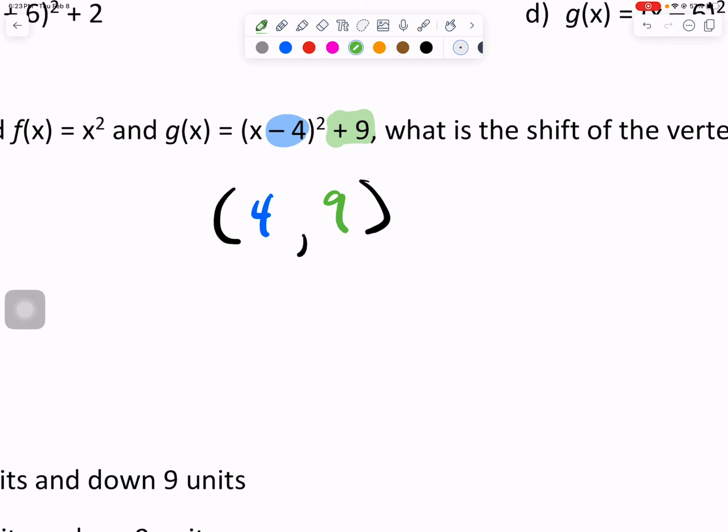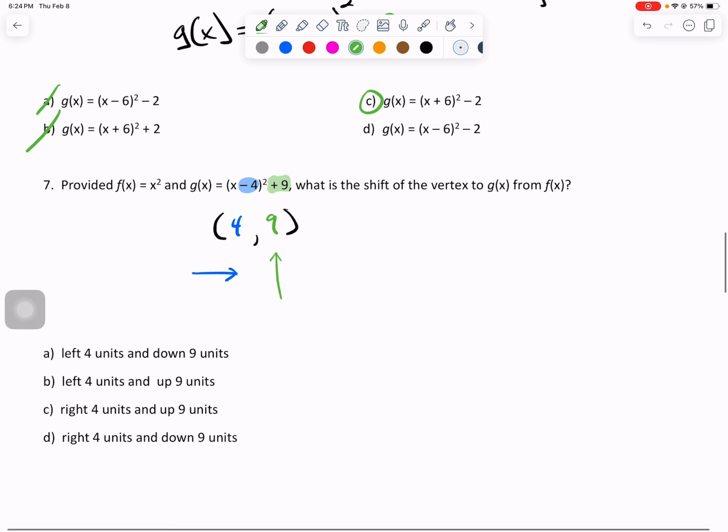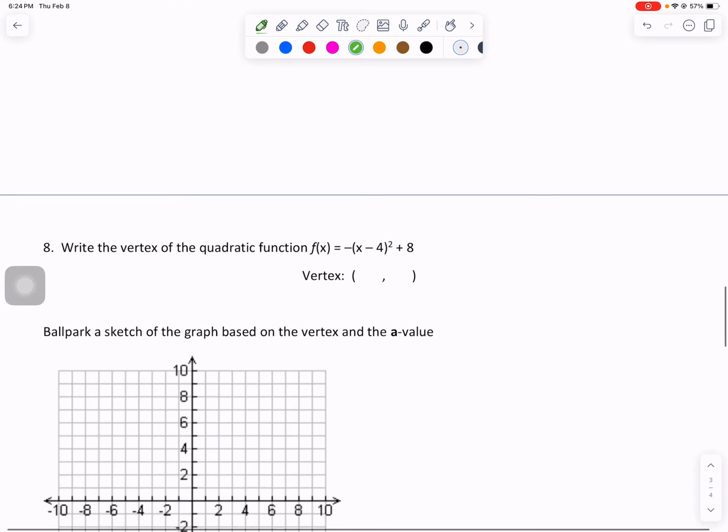And we know that if we are looking at this, we will be going to the right 4 and up 9. All right, so this one's saying to the left 4 units and down 9. Whoa, way off. All right, left 4 units and up 9. No, that's not right either. Right 4 units and up 9. Go ahead and circle C as your best answer choice.